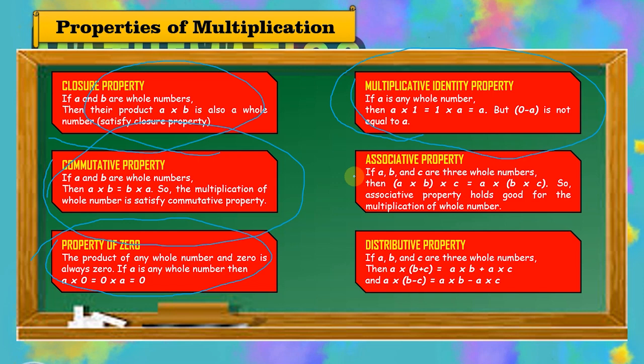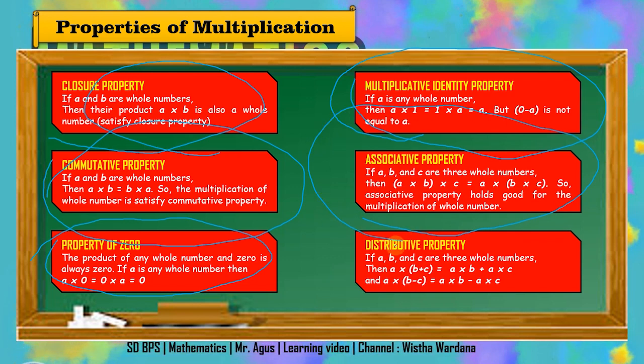The next one, associative property. If A, B, and C are three whole numbers, then (A times B) multiplied by C equals A times (B times C). So associative property holds good for the multiplication of whole numbers.